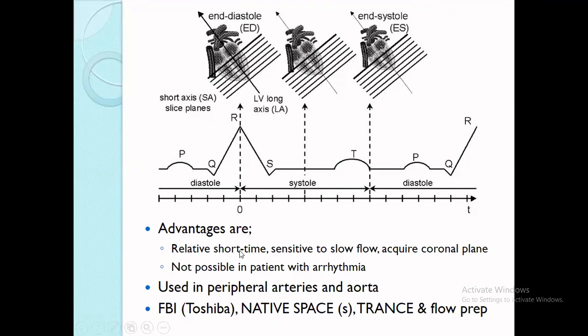So what are the advantages of this particular ECG gating? We can get it in a relatively short time, because PQRS is a very fast happening phenomenon. We know 72 beats per minute is happening. So that's why it can be achieved in a very short time.